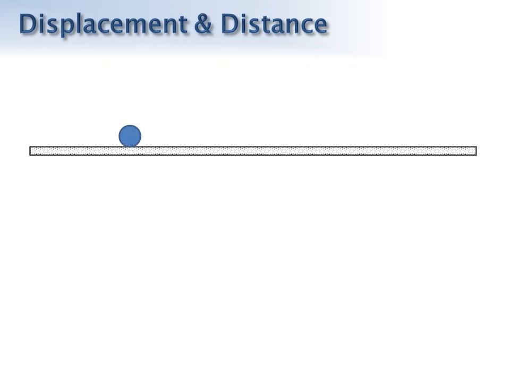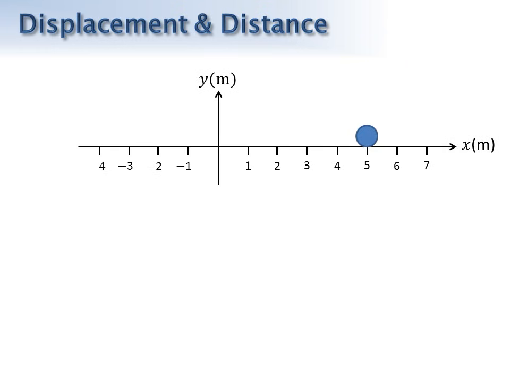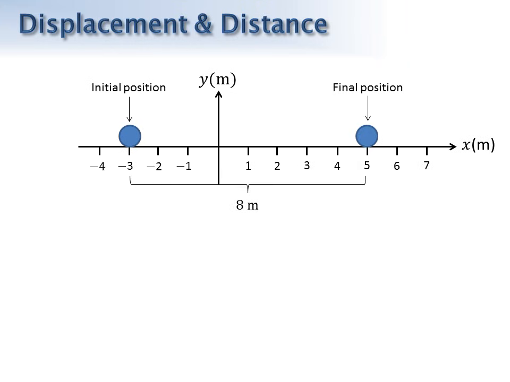Let's start with displacement and distance. To describe what they mean, I'll use a one-dimensional example of a ball rolling horizontally on a floor. Now let's put a coordinate grid on it. So here's the initial position, here's the final position, and the question is, how far did the ball roll? Pretty clearly it rolled 8 meters. We have 3 meters on the left side of the grid, 5 meters on the right side of the grid to give us 8 meters.